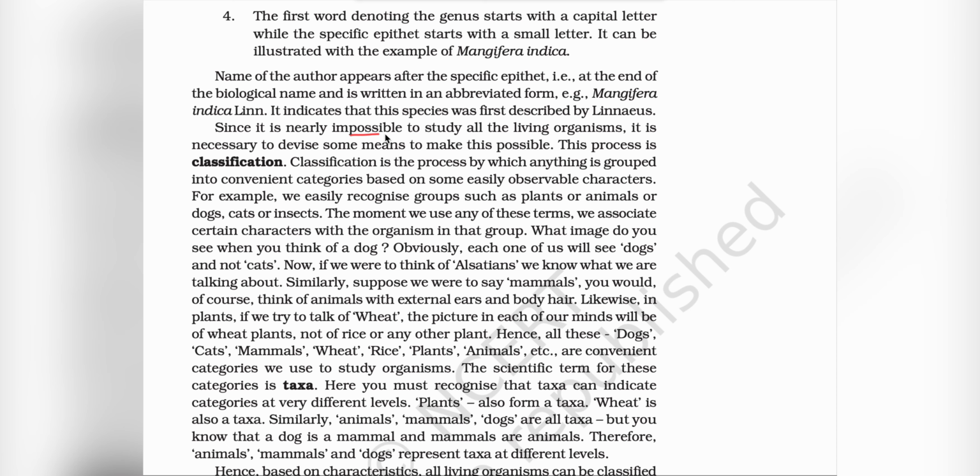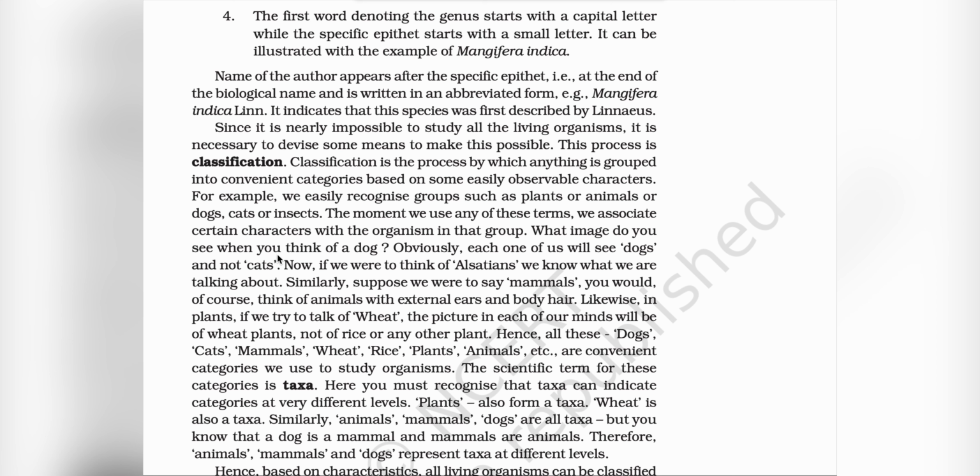Since it is nearly impossible to study all the living organisms, it is necessary to devise some means to make this possible. This process is classification. Classification is the process by which anything is grouped into convenient categories based on some easily observable characters. For example, we easily recognize groups such as plants or animals or dogs, cats or insects. The moment we use any of these terms, we associate certain characters with the organism in that group.